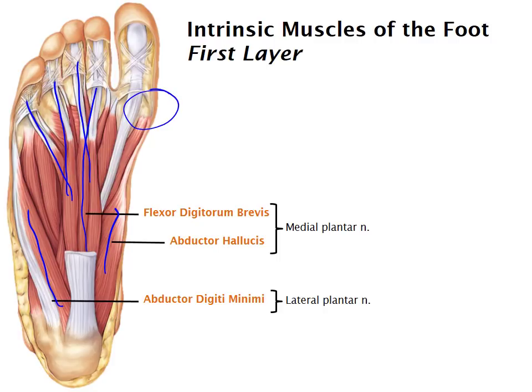Of the 3, only the abductor digiti minimi is innervated by the lateral plantar nerve. So remember, the tibial nerve splits into the medial and the lateral plantar nerve, and therefore the abductor digiti minimi gets innervated by that lateral plantar nerve.